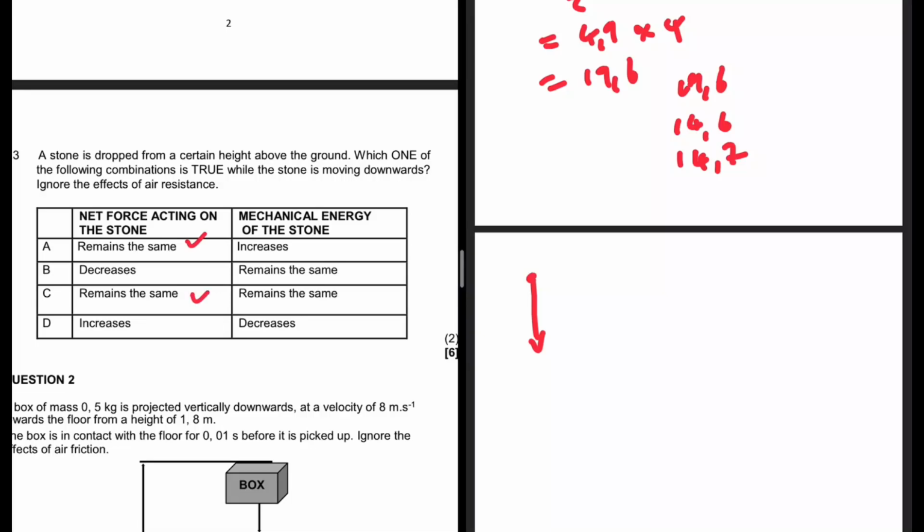Mechanical energy of the stone. The mechanical energy of the stone will also remain the same, right? Don't forget that the mechanical energy is equal to the sum of the kinetic energy plus the potential energy. And in a closed system, the mechanical energy is conserved, right? So we are ignoring the effects of air resistance, and the only force acting on the object is gravitational force. So the mechanical energy is going to be conserved, so it is going to remain the same. So the answer to 1.3 is C.